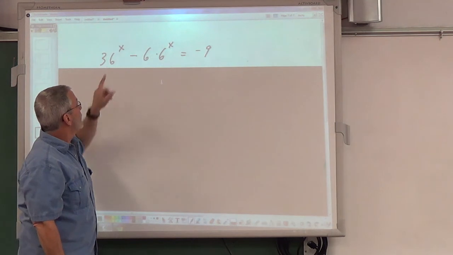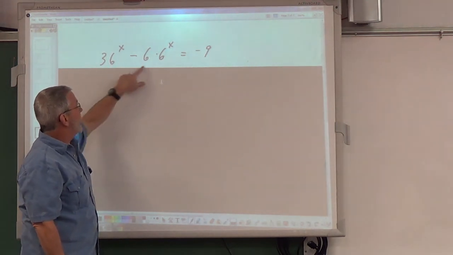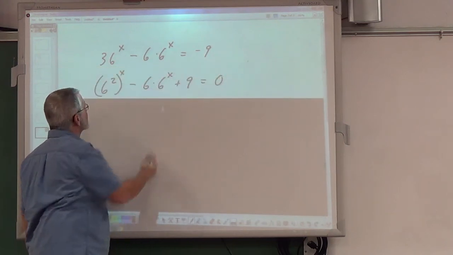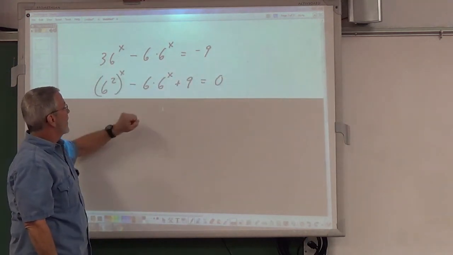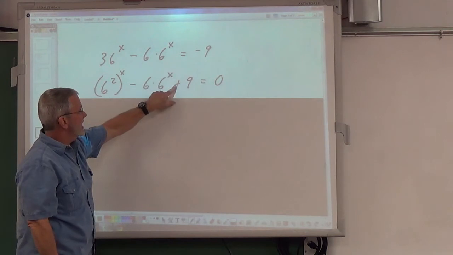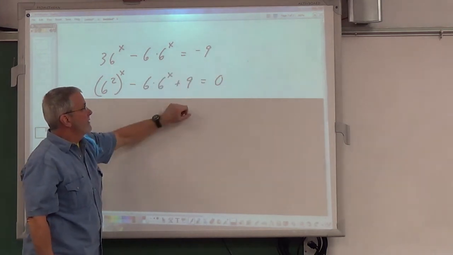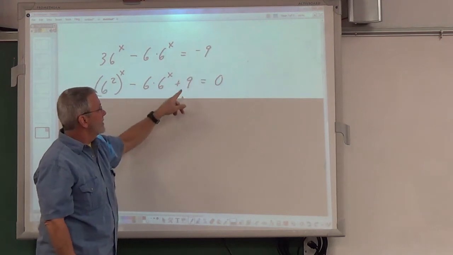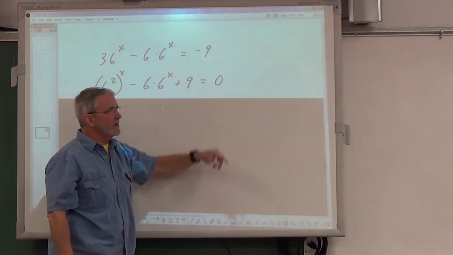What I'm going to do, right away I see that 36 is a power of 6. Actually, 36 is 6 squared. So I have the quantity 6 squared to the x power minus 6 times 6 to the x, and I'm going to add the 9. And you'll know why here in a minute. Add the 9 to both sides, so I have this plus 9 is equal to 0.